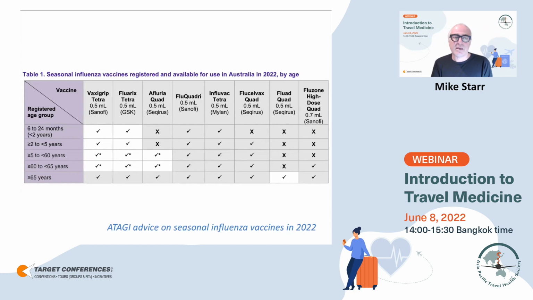So these are the vaccines that are recommended in Australia. There are different vaccines used in different countries. The point is to make sure that people have had their influenza vaccine if they are travelling.